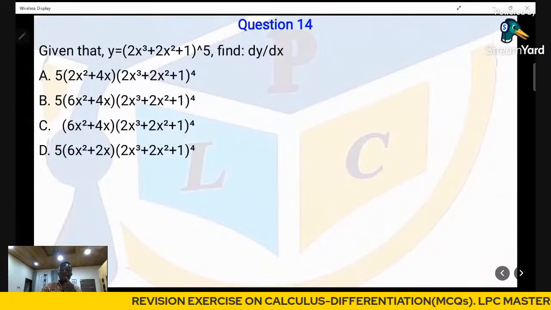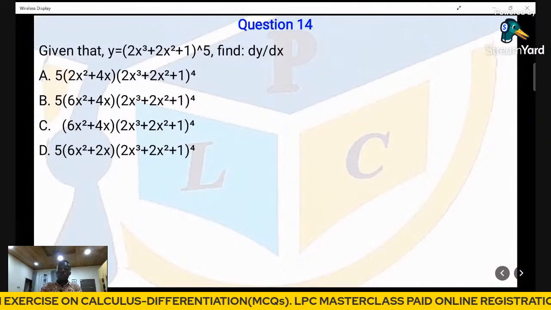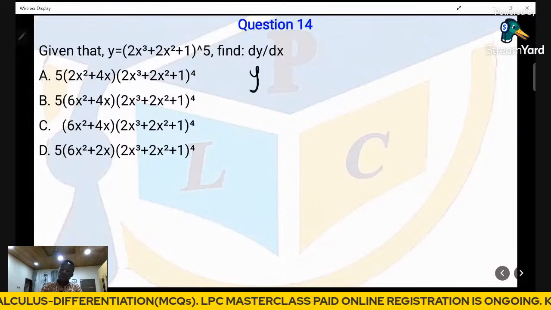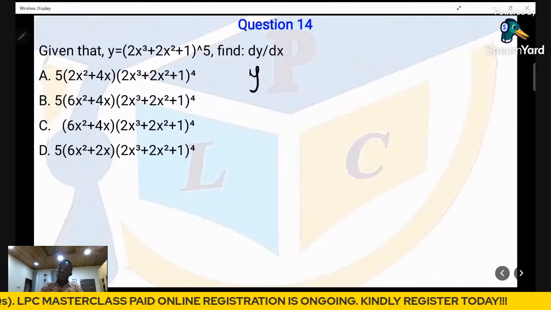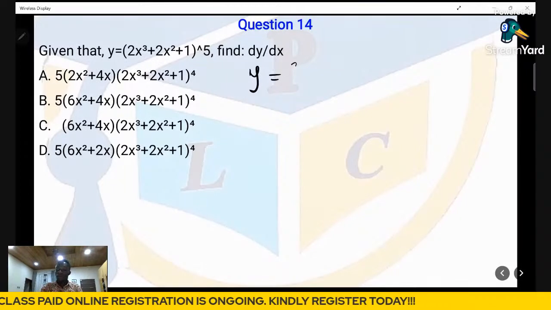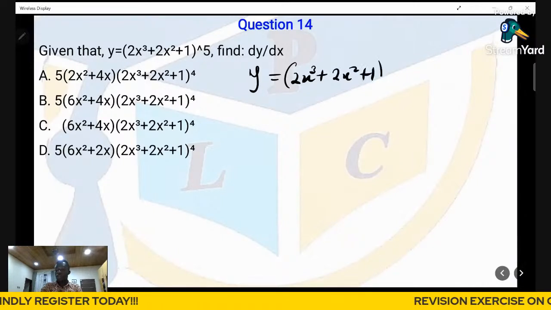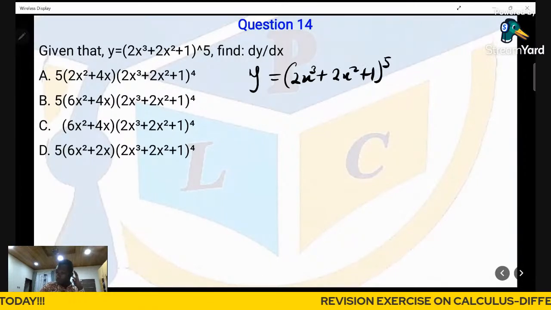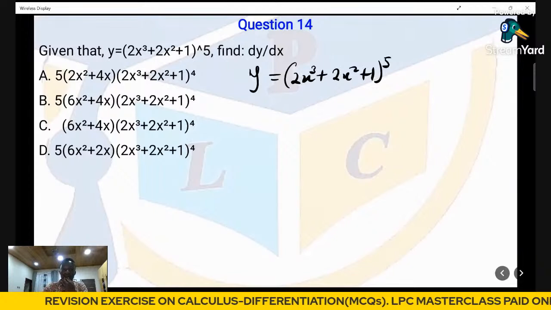Question 14. Given that y is equal to, here's what we call using the chain rule approach, but we have a simple way to do this without stressing yourself by using the chain rule. Given that y is equal to 2s cubed plus 2s squared plus 1, all to the power of 5. So we are asked to differentiate this function. So how do you differentiate this function?